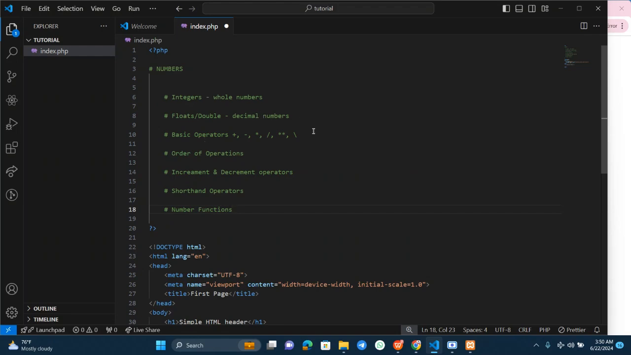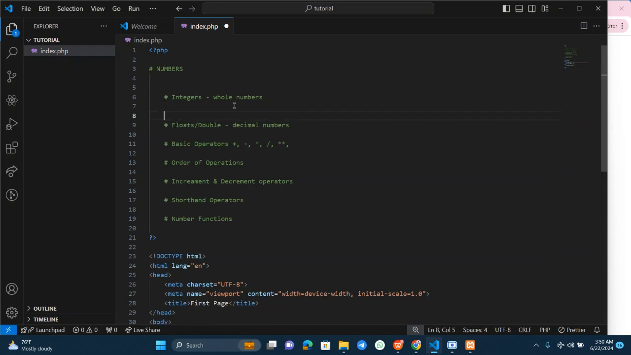Yeah, so what are integers? Integers are whole numbers, and then we have floats, which are decimals. Floats are also called doubles, and yeah, we'll talk more on that.